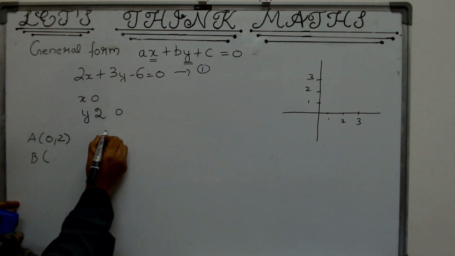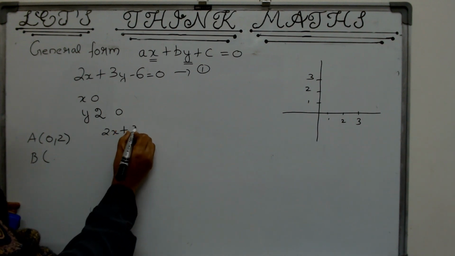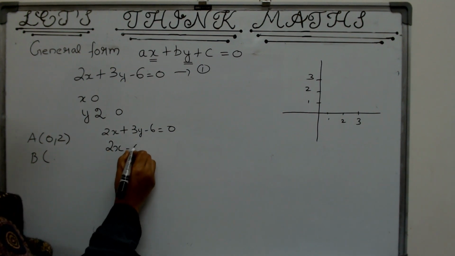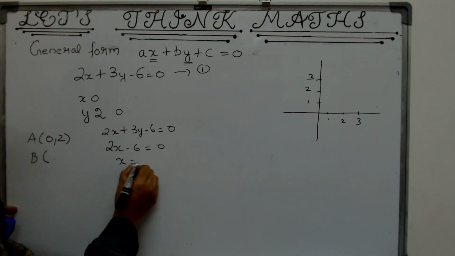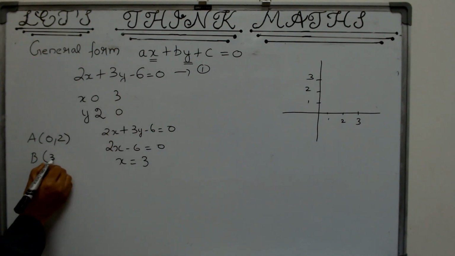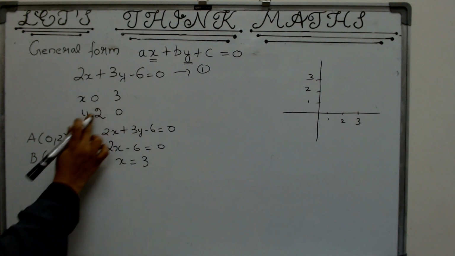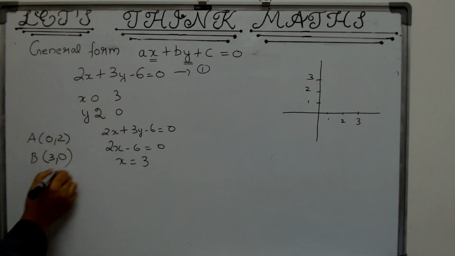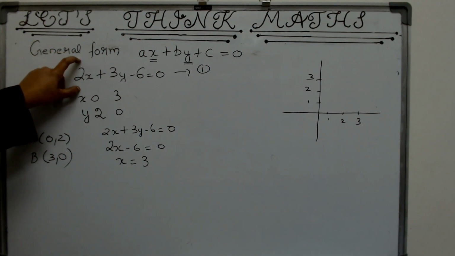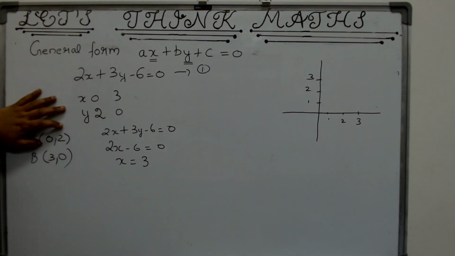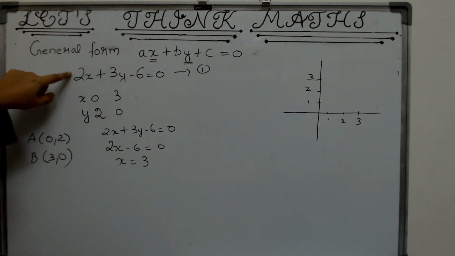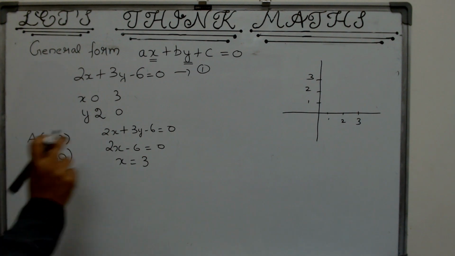Now on to the second point. What is the second point? Now you put y is equal to 0 here. That means x is equal to 3. So the second point also we have got, it is the x coordinate is 3 and the y coordinate is 0. Now we have got 2 points which lie on this line, or in other words, we have 2 set of values which satisfy this particular equation. So we have got the 2 points. Let us mark them down.